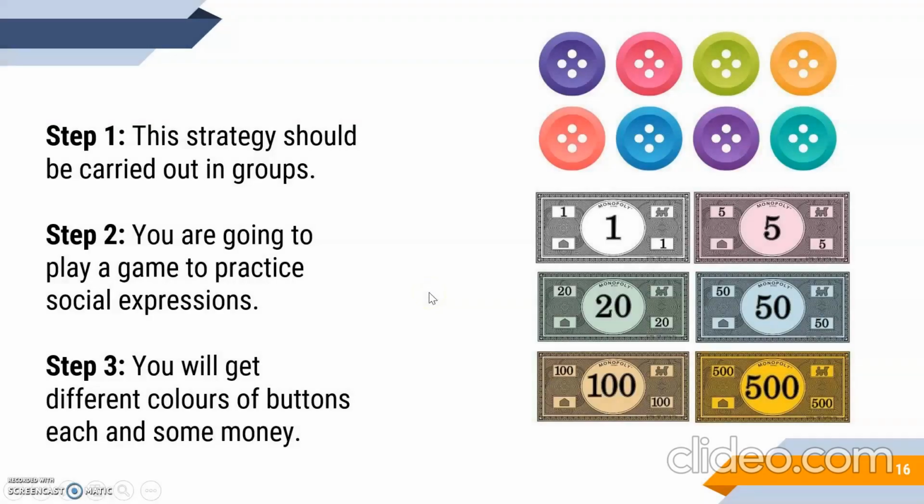Now let us look into the first steps. First and foremost, I would like you to know that this strategy should be carried out in groups, not individually. Pairs, maybe they can, but not really effective, I think. The players will be given different colors of buttons of their choice. They can choose their color, and then they will also be given some money. You can use money from the Monopoly game, or you can print the money yourself.